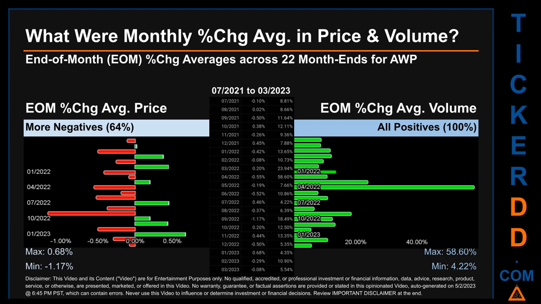Price saw an end-of-month max of 0.68% in average percentage change, along with a minimum of -1.17%. For volume, the maximum and the minimum monthly percentage change were respectively 58.60% and 4.22%.